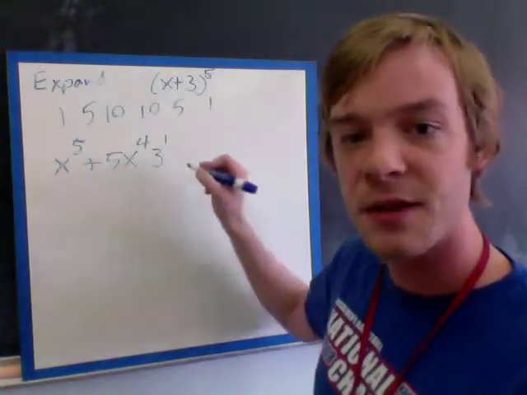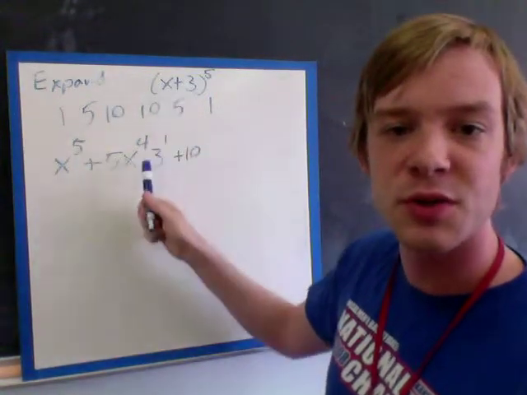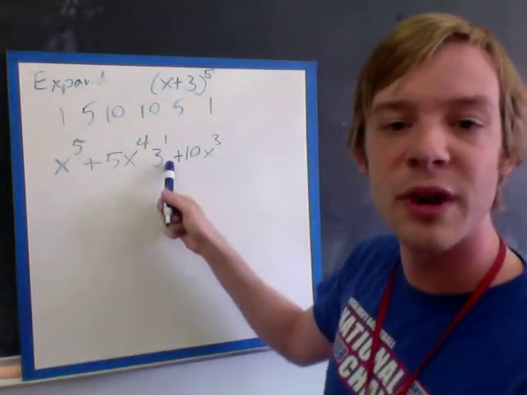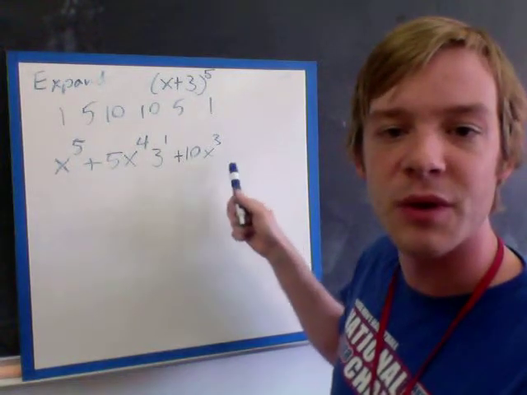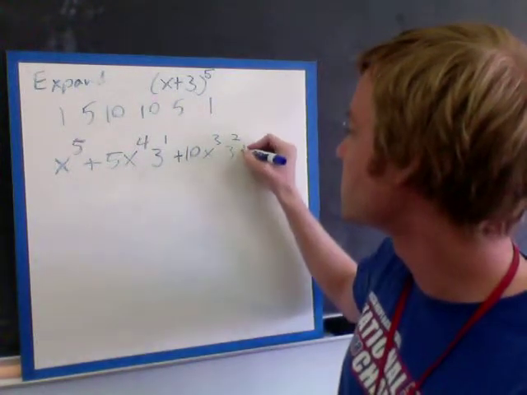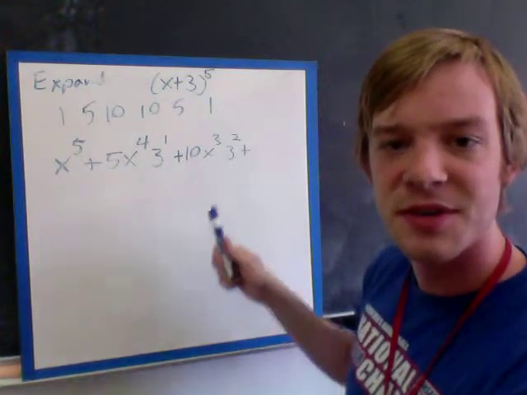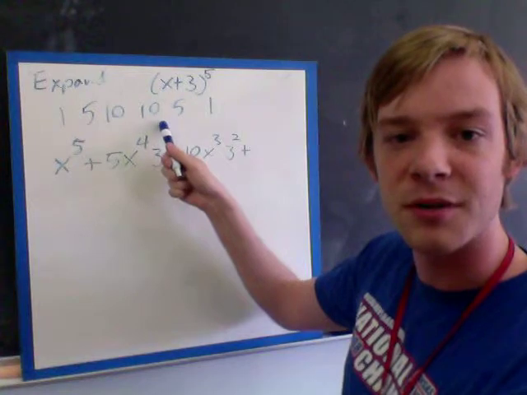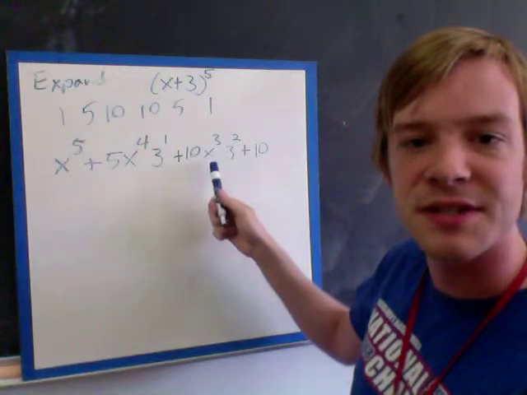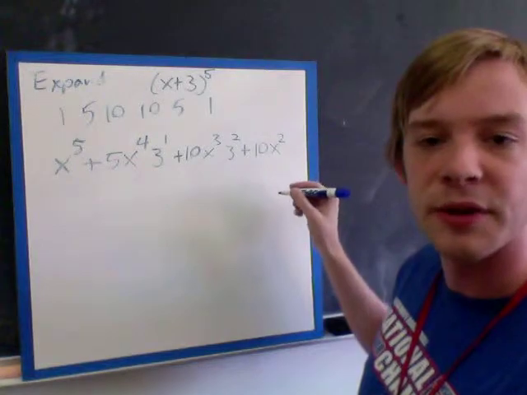Now I've got a coefficient of 10. I'm going to subtract 1 from my power for the first thing, so I'm going to have x to the 3rd power now. And then I'm going to raise the power of 3 by 1, so I'm going to have 3 to the 2nd power. I'm going to have to go 2 lines here because I'm going to need more space. So once again, my 4th coefficient is going to be 10. I'm now going to have x to the 2nd power, because I'm going to decrease this power by 1, and 3 to the 3rd power.